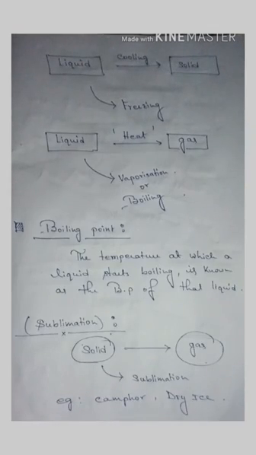Now, if liquid converts into solid, this process is known as freezing. We have the example of water converting into ice. If we cool water in a refrigerator, the liquid, that is water, converts itself to ice, that is solid. So the conversion of liquid into solid is known as freezing.